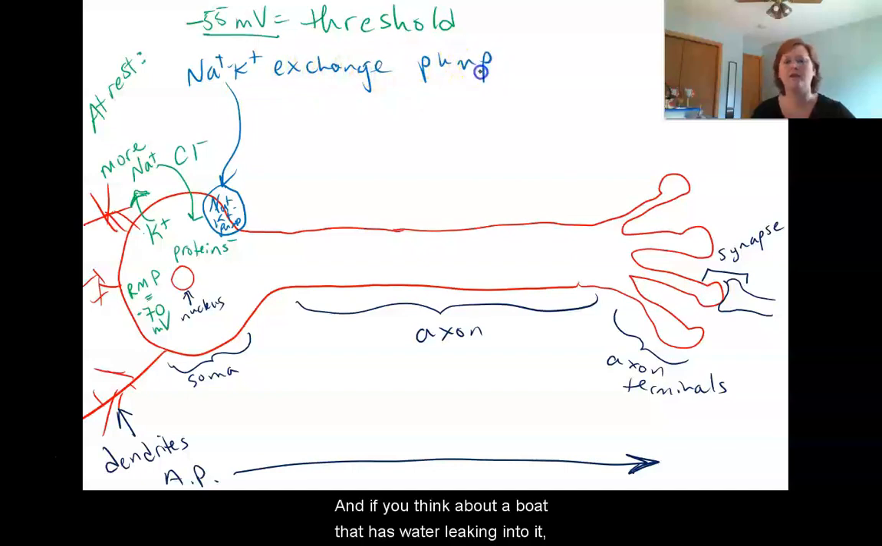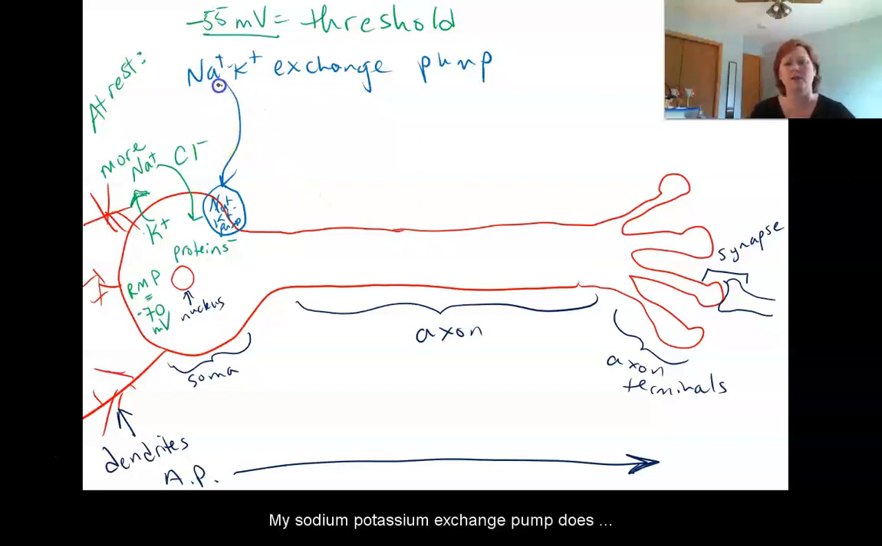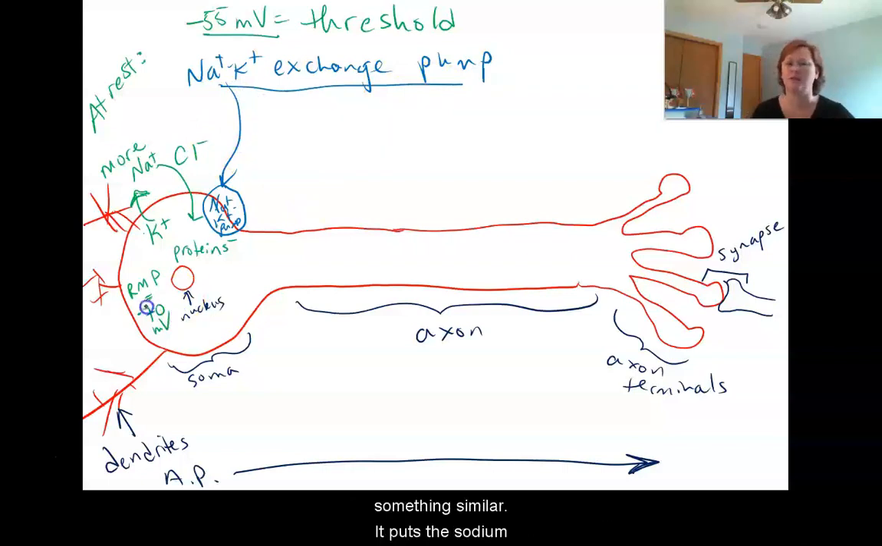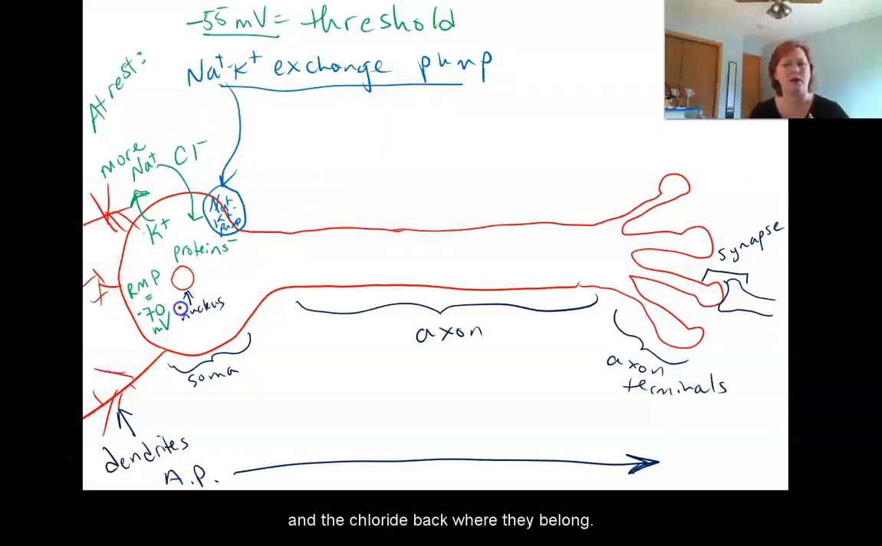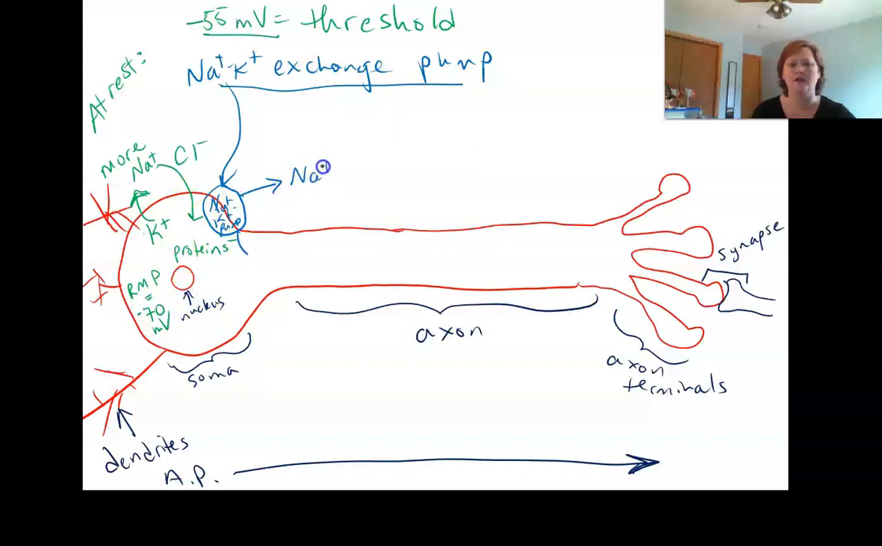And if you think about a boat that has water leaking into it, back near the motor you may have what's called a bilge pump that helps to keep pumping water out of the boat back to where there's already more water. Well, my sodium-potassium exchange pump does something similar. It puts the sodium and the chloride back where they belong. So it's going to pump my sodiums out, and it's going to pump potassiums back in.